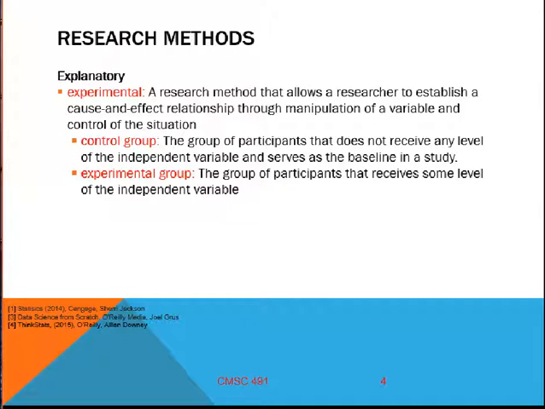Explanatory methods include only the experimental method. And this is where we identify the causes that determine when and why a behavior occurs, and we can create a hypothesis, which is a prediction regarding the outcome of a study. There's also theories, and they are an organized system of assumptions and principles that attempt to explain certain phenomenon and how they're related.